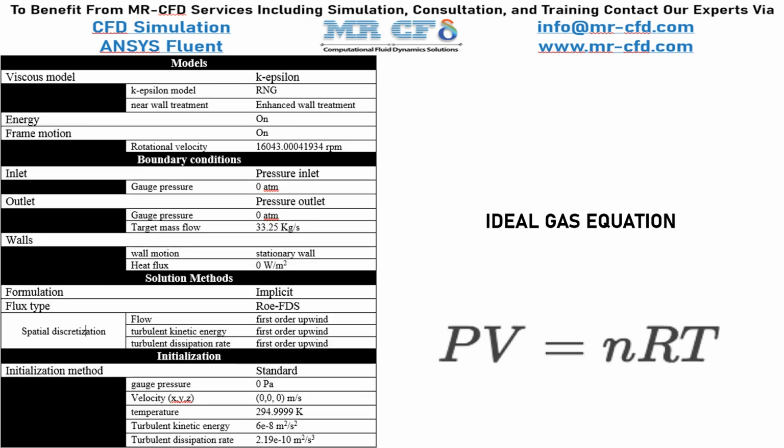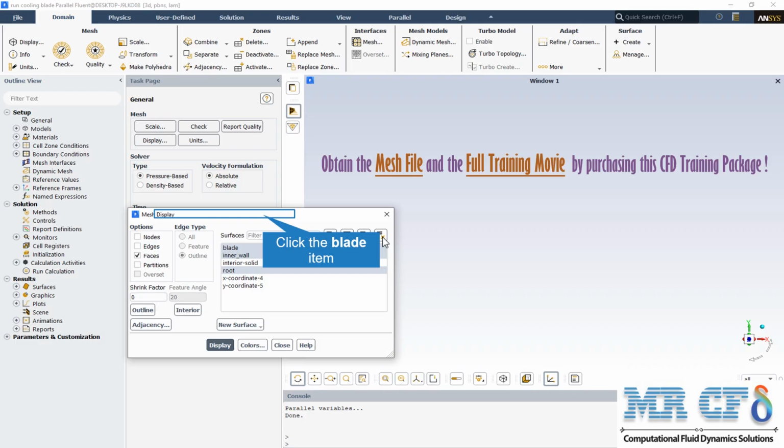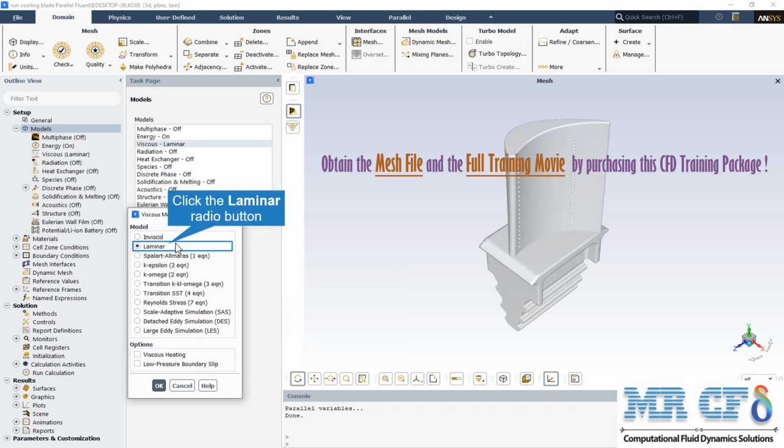Finally, a summary of different settings and setup that we have used in our project is presented to you in the slide alongside the ideal gas equation, which is our main equation, and we have based our premises and assumptions on this equation. The present problem simulates the cooling of turbine blades. Also, from the mesh display section, we can see all the boundaries and their surfaces. The flow regime is assumed to be laminar flow.